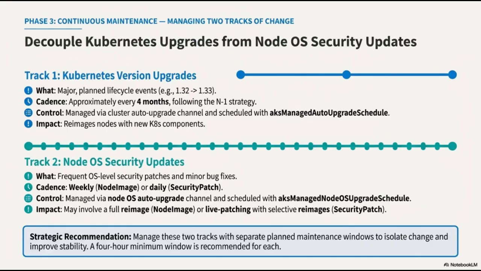Track 1 covers major Kubernetes version upgrades. These are planned lifecycle events that occur approximately every 4 months, following an N-1 strategy. These upgrades re-image your nodes with new Kubernetes components and are controlled through the cluster auto upgrade channel.